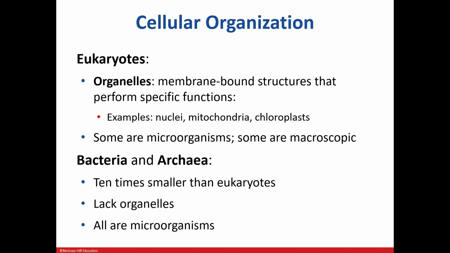Let's look at the organization of our 3 major cell types. Eukaryotic organisms contain organelles, which are basically miniature organs with their own functions. Bacteria and archaea are significantly smaller, don't have organelles or a nucleus, and require a microscope to observe.